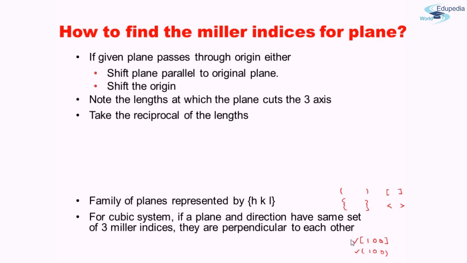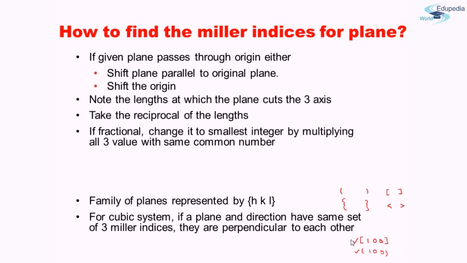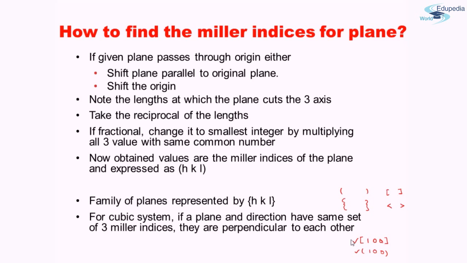If it so happens, then you multiply all the three with a common value such that all of them turn into integers, and the integers should be the smallest possible. Finally, these values which we got after multiplying with a common number are the three Miller indices of the plane, and this is expressed as HKL. So this is my Miller indices for that particular plane. This is the basic algorithm which should be used to find Miller indices of a given plane.